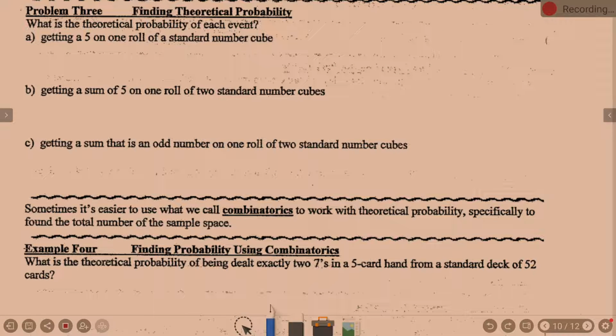So, on the first example back here, what is the theoretical probability of getting a 5 on one roll of a standard number cube? Now, when they say standard number cube, what are they saying? A die, a single die. What is my sample space on a die? What are my possible outcomes? 1 through 6. I could get a 1, a 2, a 3, a 4, a 5, a 6. So what is the probability then of rolling a 5?